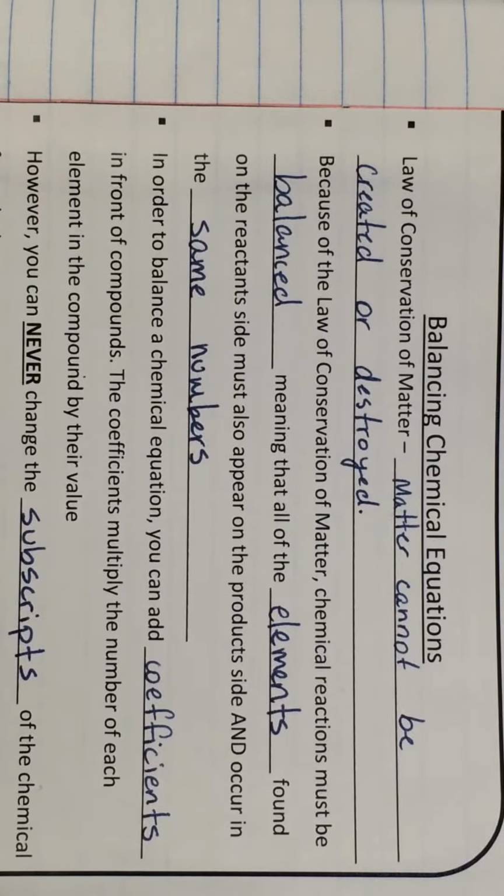So because of the law of conservation of matter, chemical reactions must be balanced, meaning that all of the elements found on the reactant side must also appear on the product side, and, more importantly, occur in the same numbers. So in order to balance a chemical equation, we're going to add coefficients. Coefficients are numbers that we can put in front, and you will multiply the number of each element in the compound by the value of the coefficient.